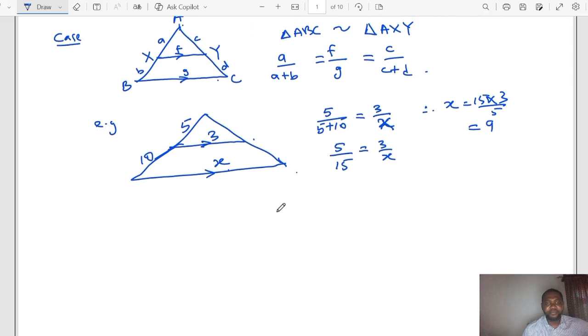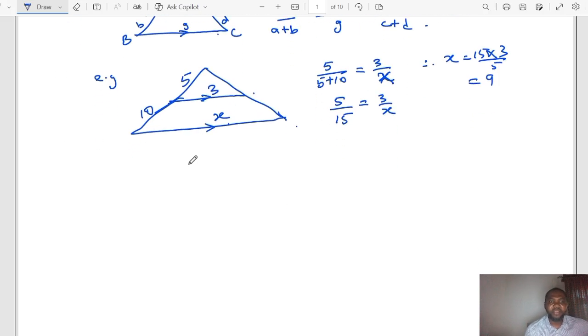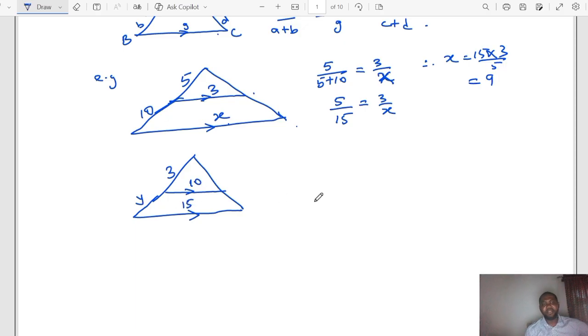Very, very easy. Now we could also have a case like this. Let me do one more here. Another example. And here now, parallel to here. And let's say we have here 3 and we have here y. And let's say here is 10 and here is 15. And we are asked to find y. Okay? It's still the same thing. Now remember, you have a small triangle and you have a bigger triangle. Both of them are similar. Similar triangles are not equal, but their angles are the same, and the ratios of their sides are the same.